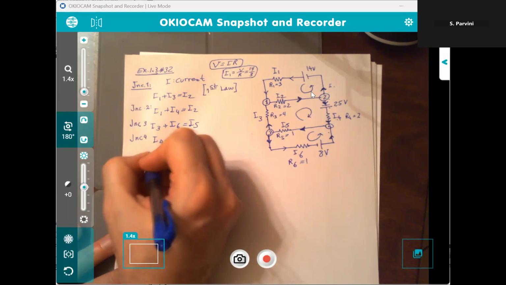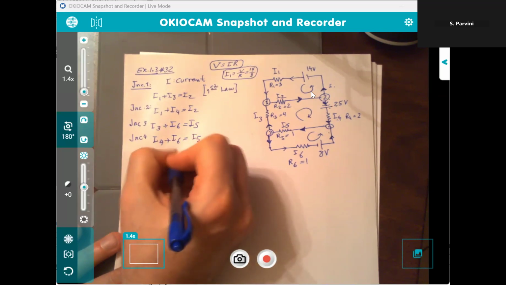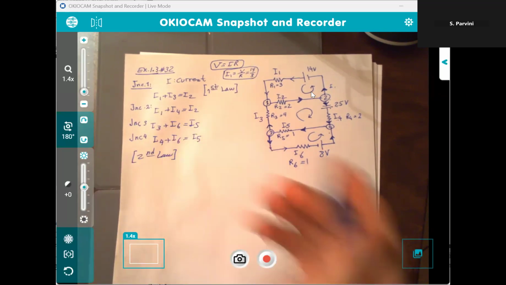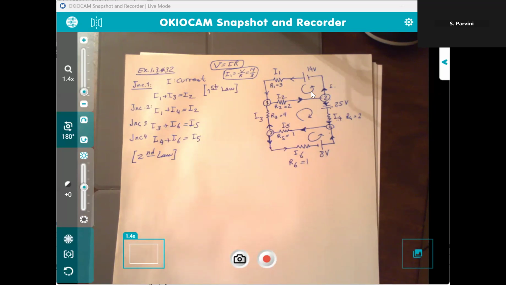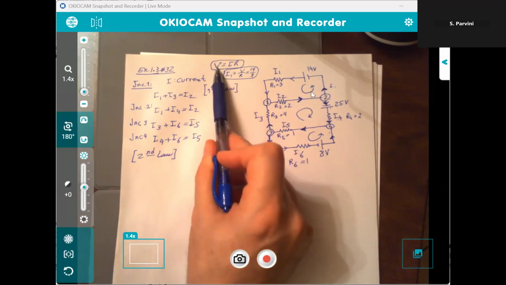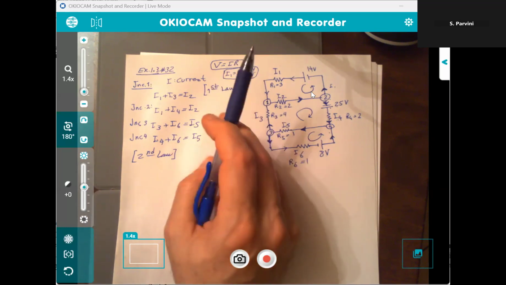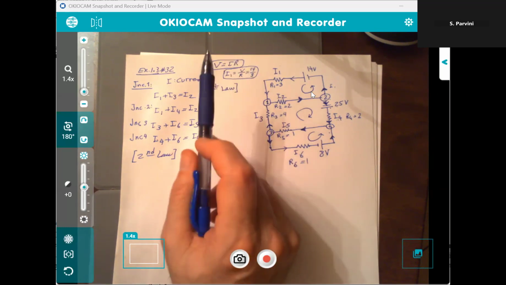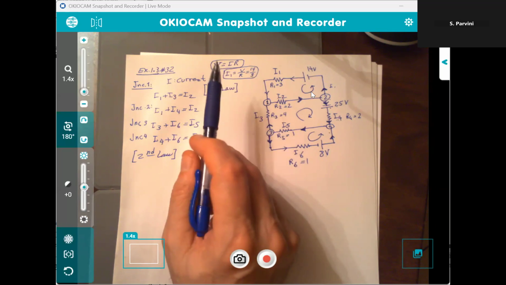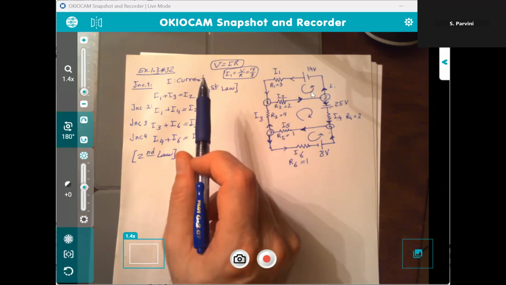Let's apply the second law. I'm going to read the second law for you. The second of Kirchhoff's laws reads: the sum of the products IR, and remember IR means voltage, that's current times resistance, around a closed path is equal to the total voltage in the path.